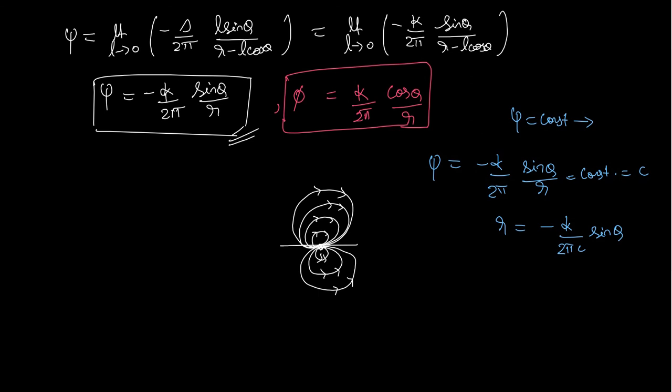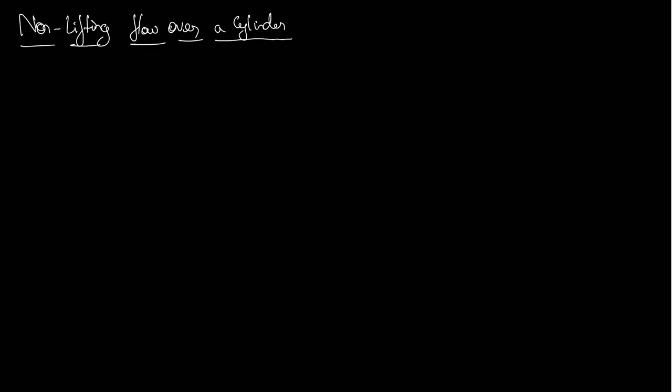Suppose I assume my kappa by 2 pi C to be some constant d, then I can get my r to be d sin theta. And just showing it pictorially, I take this point at some distance r, and this is this d. This is what d represents when you represent a doublet flow using streamlines. It is this kappa by 2 pi C. That's all.